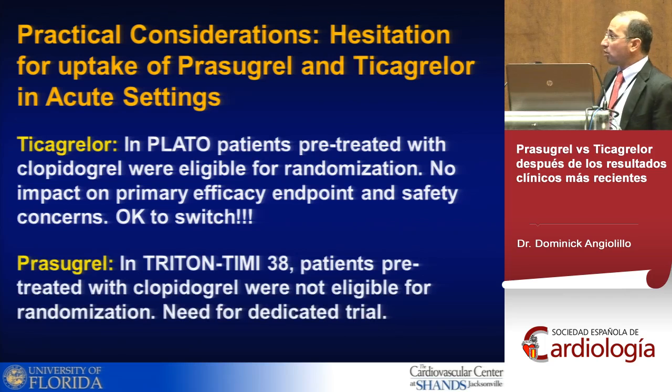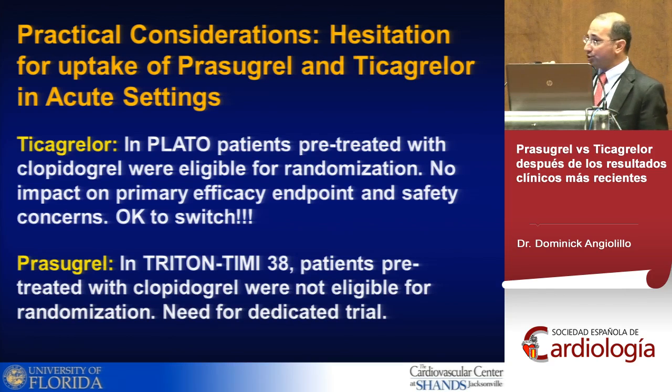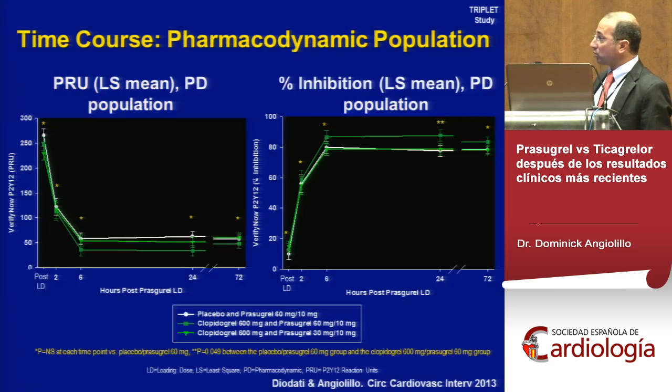The question becomes for prasugrel, where in the trial, patients who were pretreated with clopidogrel were excluded. And so there is a need for a dedicated trial. Now, we have some answers from the TRILOGY ACS trial where 96% of patients were actually pretreated with clopidogrel and then switched to prasugrel. But along with the sponsors, and also per request of the drug regulatory agencies, we decided to do a study, and this is the TRIPLET trial, to look in those patients who were pretreated with clopidogrel in ACS settings, so non-STEMI and STEMI, if there was any type of drug interaction with switching to prasugrel.